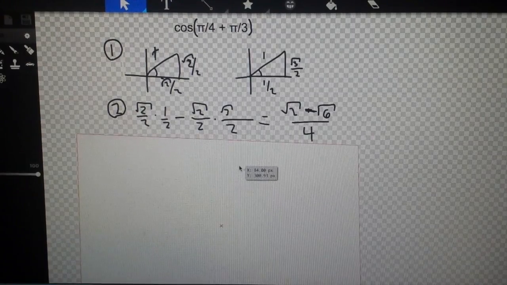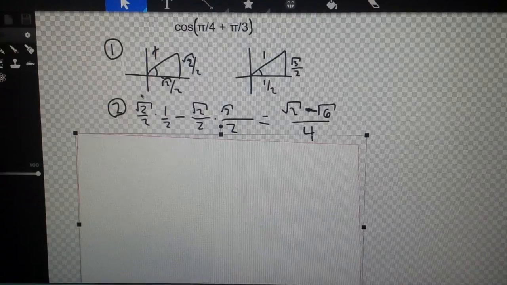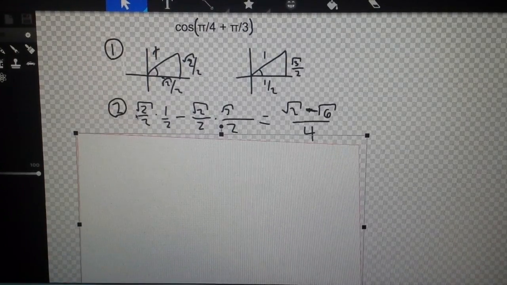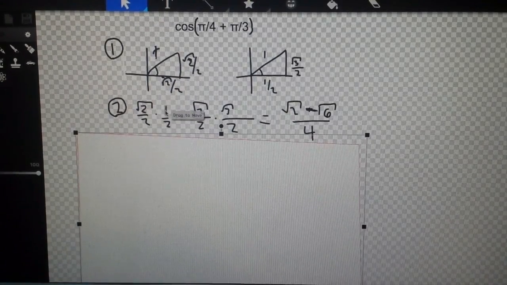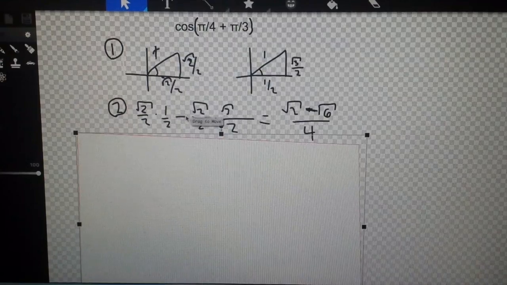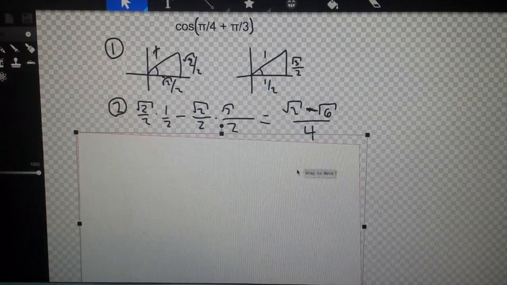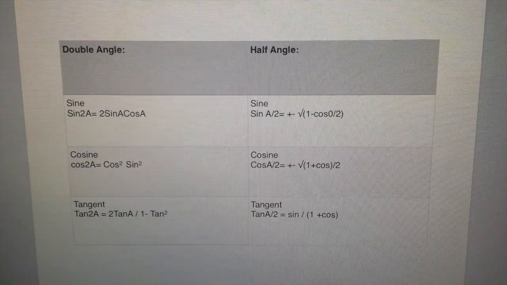Moving on, you will solve the equation by plugging in the variables. So the cosine of a, which is just root 2 over 2, times the cosine of b, which is just 1 half, minus sine of a times the sine of b, which will just equal root 2 minus root 6 over 4.